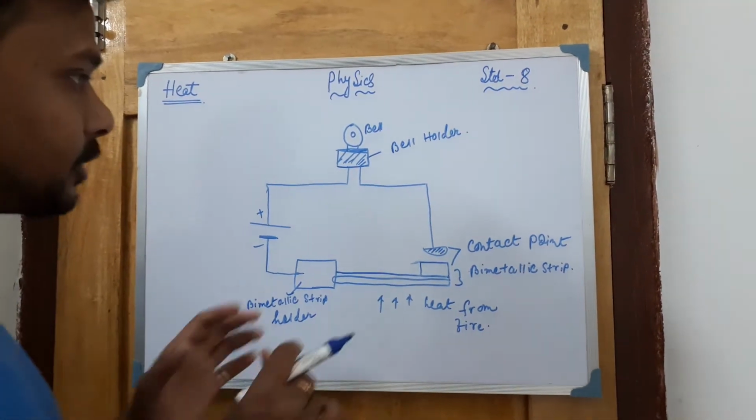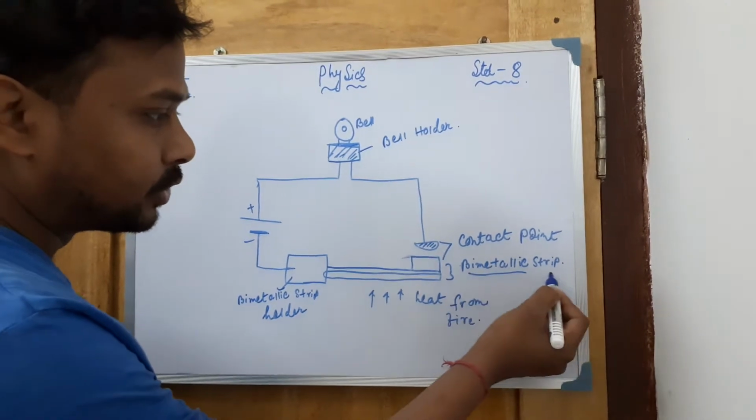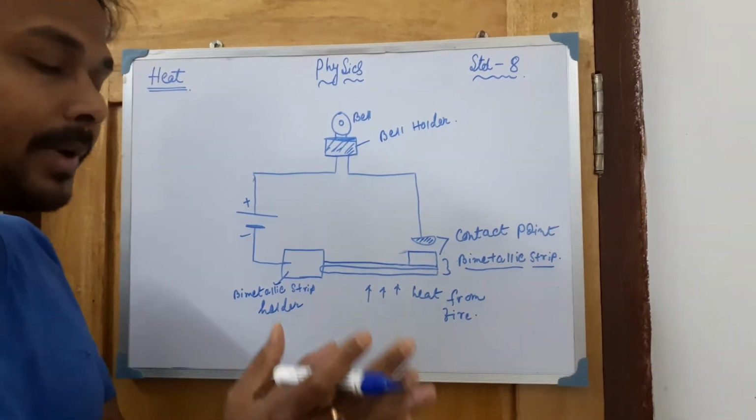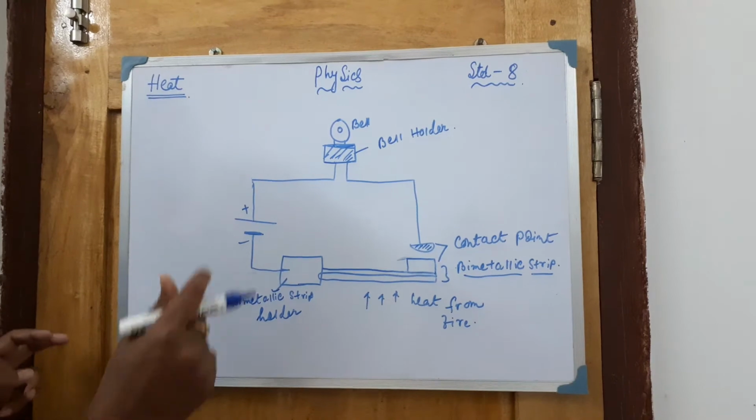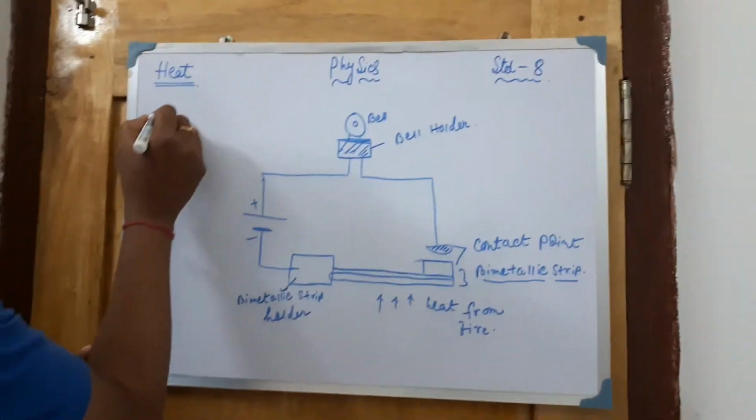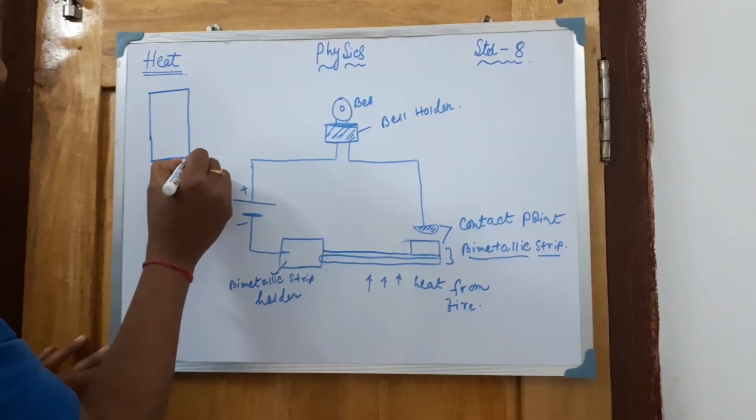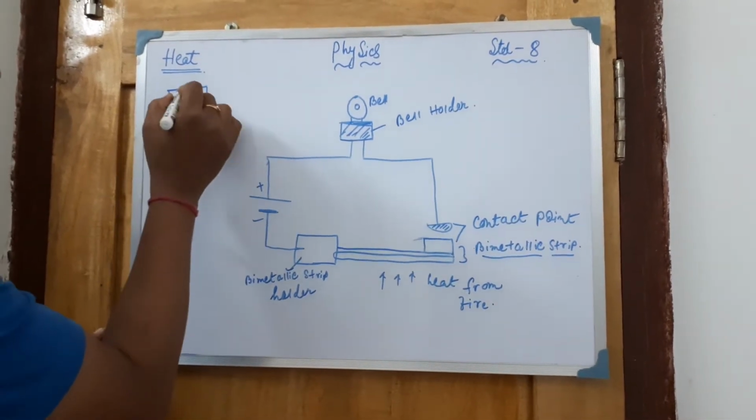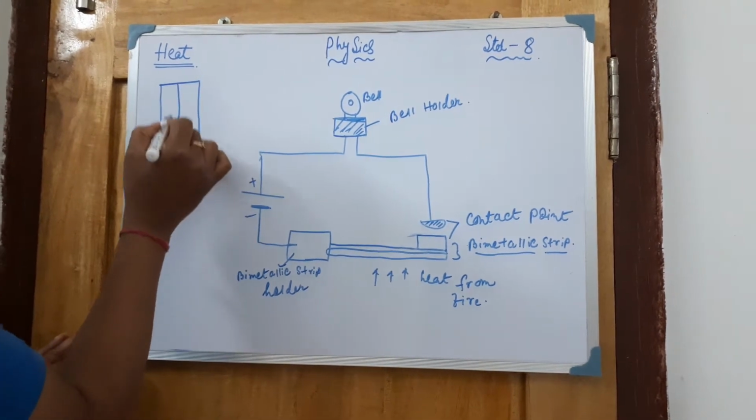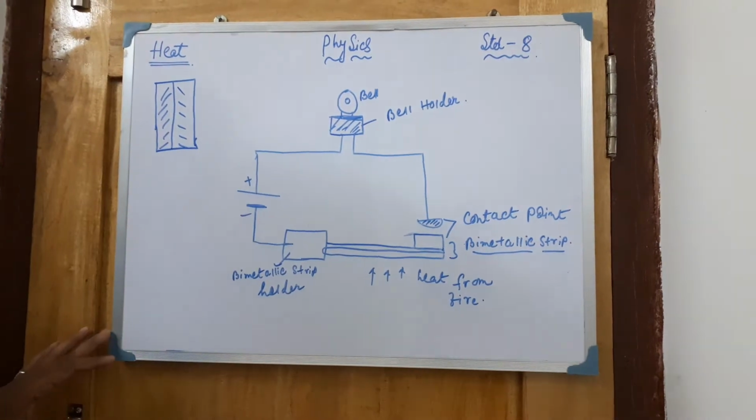So this bimetallic strip, what is that? We have just used the term bimetallic. Bimetallic means two metals will be there. Suppose two types of metals are present like that. In this way, you have made a rectangular shape, a strip. Suppose this side is a different type of metal and this side has a different type of metal.